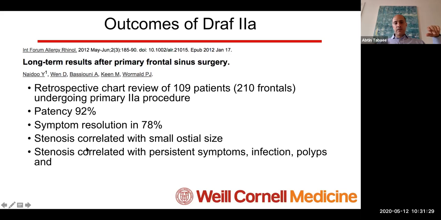And the stenosis event is real in one of the world's most regarded frontal sinus surgeons, P.J. Wormald. You see a 10% stenosis rate. Now, this correlated with small ostial size. So if you're starting with a very prominent frontal beak or narrow AP diameter, your best case scenario is going to be small, and so stenosis is going to be more likely in that patient. Stenosis was also more likely to correlate with persistent symptoms, infections, and polyps.